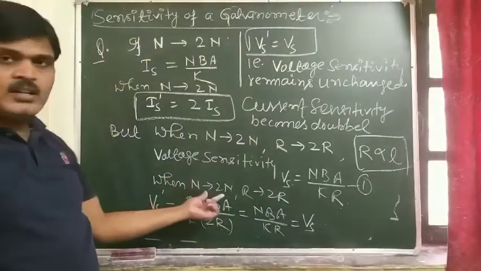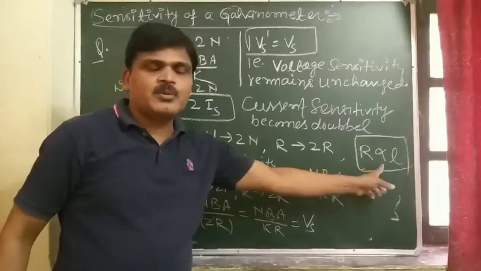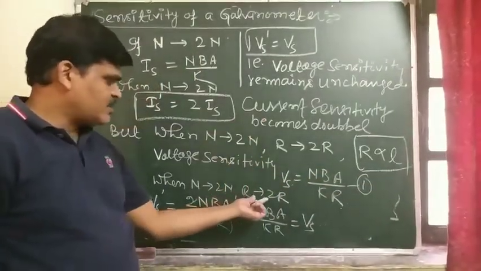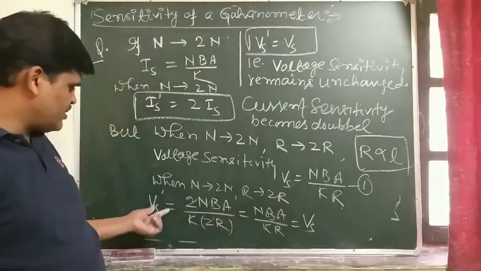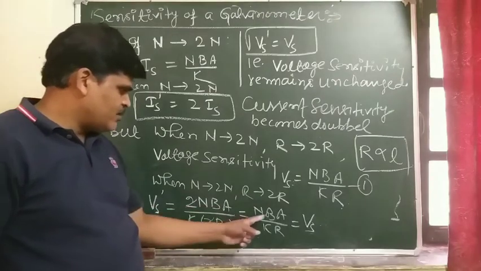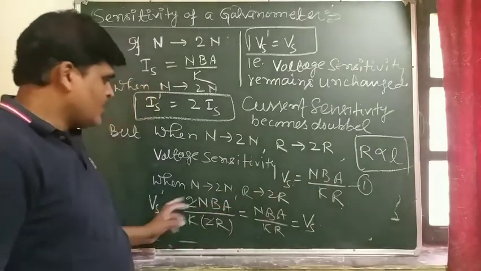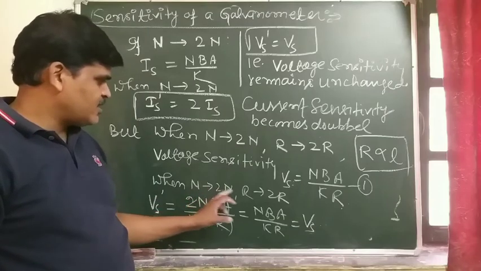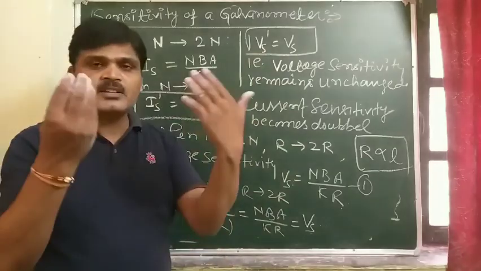So when N tends to 2N, R tends to 2R, because R is directly proportional to the length of the wire. When the length of the wire is doubled, the resistance of the coil also becomes double. So the new voltage sensitivity Vs dash equals 2NBA by K2R, the 2 cancels out, giving NBA by KR, which is equation 1, the initial condition. So by doubling the number of turns, the resistance will also double, and the voltage sensitivity of the coil will remain the same.